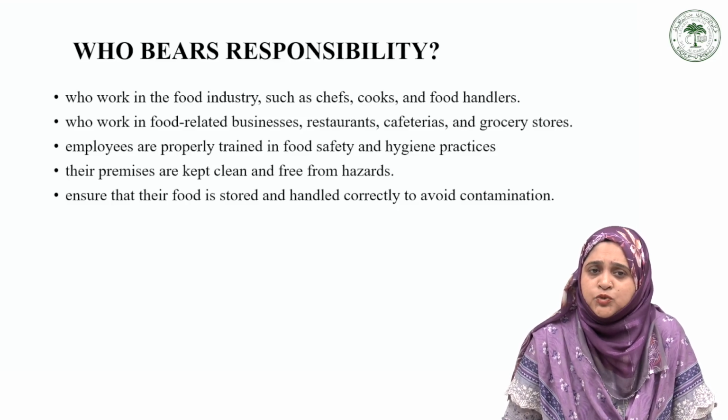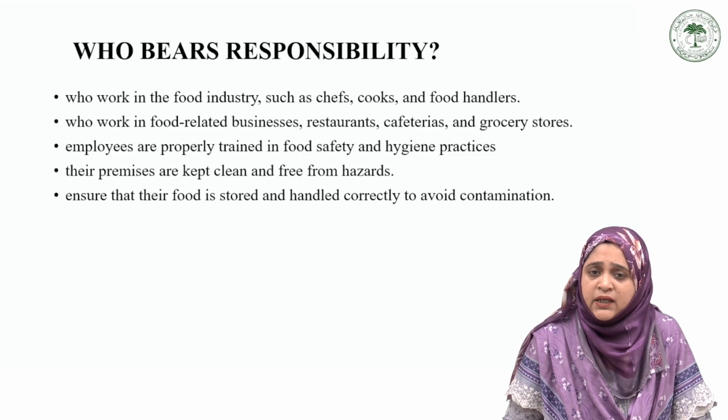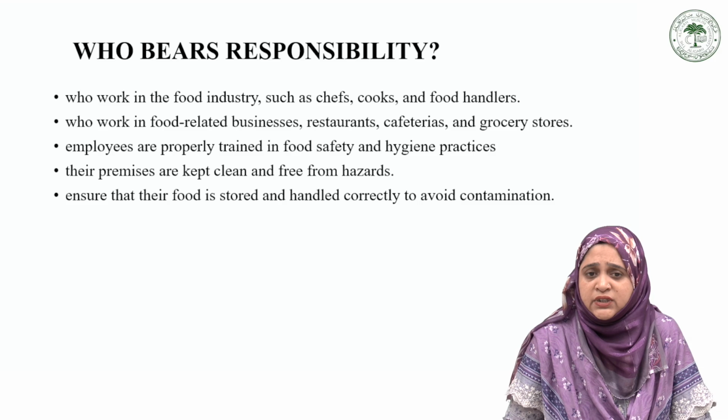Now, who is responsible? Everyone in the food chain has a responsibility to ensure that food is safe and free from contamination. This includes mainly the food producers, processors, distributors, retailers, caterers, and consumers. Food hygiene is especially important for those who work in the food industry, such as chefs, cooks, and food handlers. They must be aware of the risks associated with food contamination and take steps to prevent it for both humans and animals.